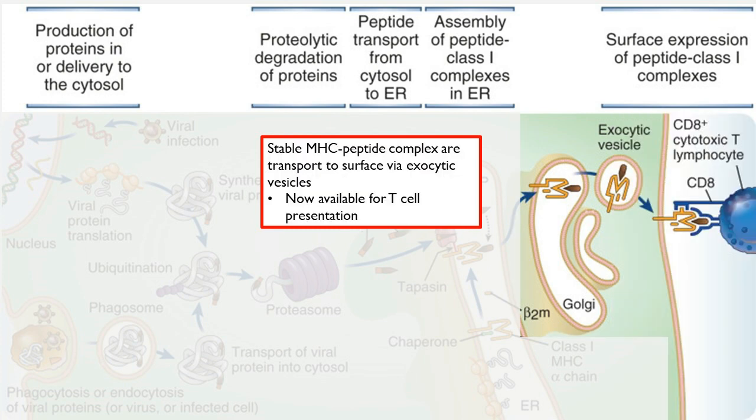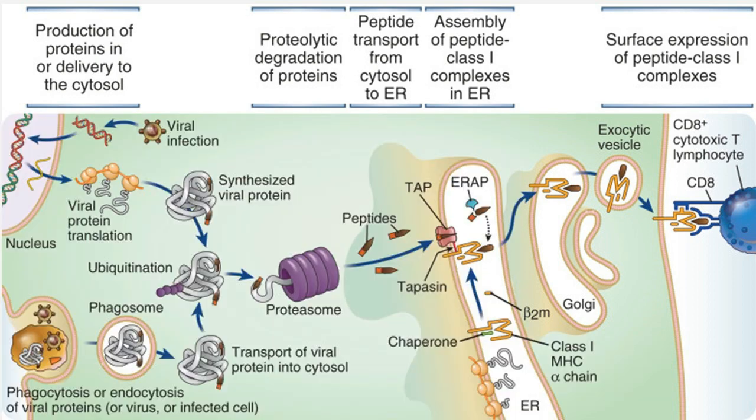Finally, at the end of this route, stable MHC peptide combinations are transported to the surface via exocytic vesicles and are available for T-cell presentation. And what I like at the end of this picture here is that we see both an MHC peptide T cell receptor, along with the previously unseen CD8 plus docking co-receptor that's even binding to the site, the B cleft of the MHC complex.